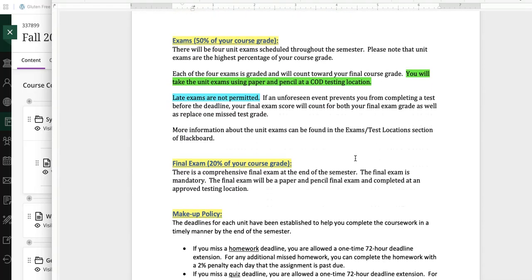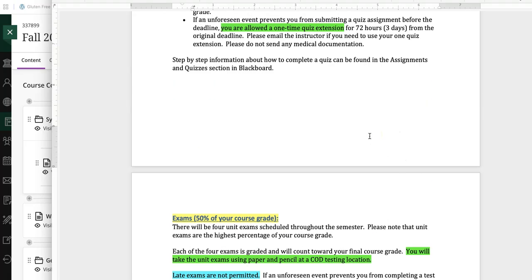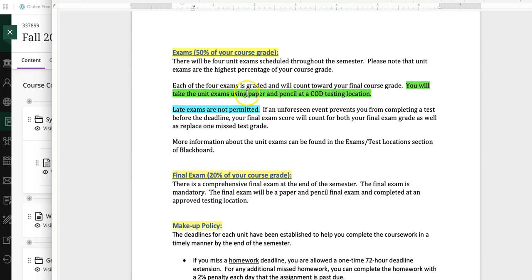Exams are the biggest portion of your grade. The unit exams are 50% of your course grade, and there are 4 of them. You will complete homework and quizzes in MyLab Math. However, the unit exams are going to be a paper and pencil exam taken in the College of DuPage testing location. Late exams aren't permitted.